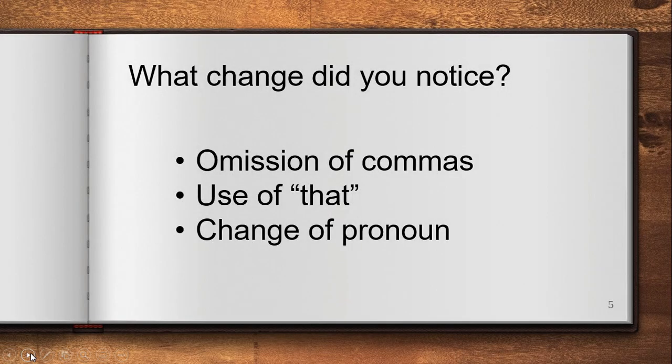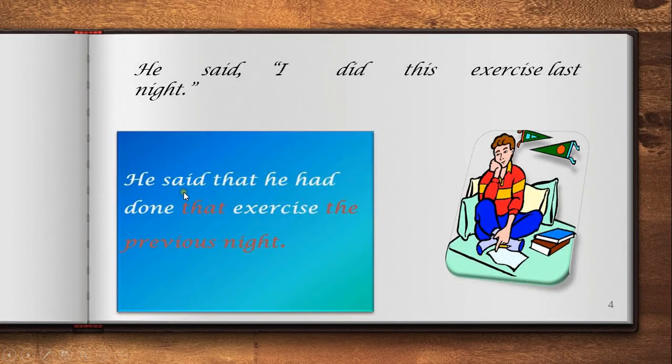After you pay attention to the conversation, we can say that for the speech, you can see the changing, guys. Did you notice the changing? Yes, we see first the omission of commas. Look at this one, guys. In here, there is a comma. In here, there is no comma. So it is omitted. It's gone already. That's the first one.